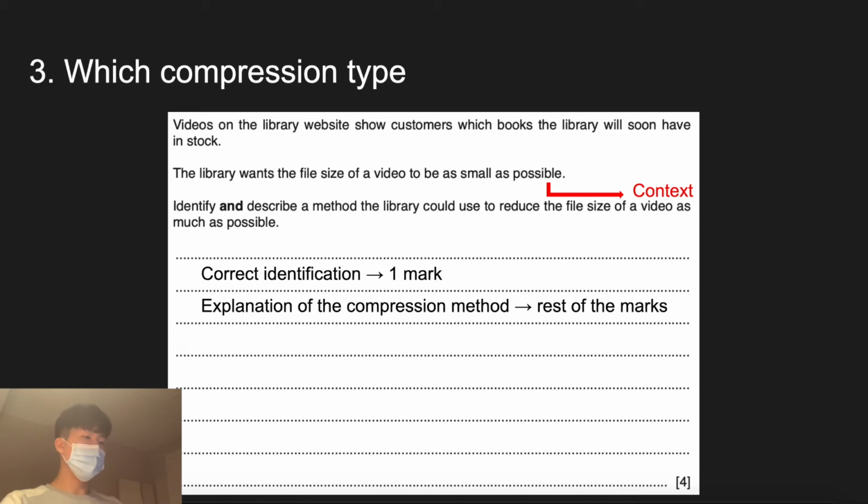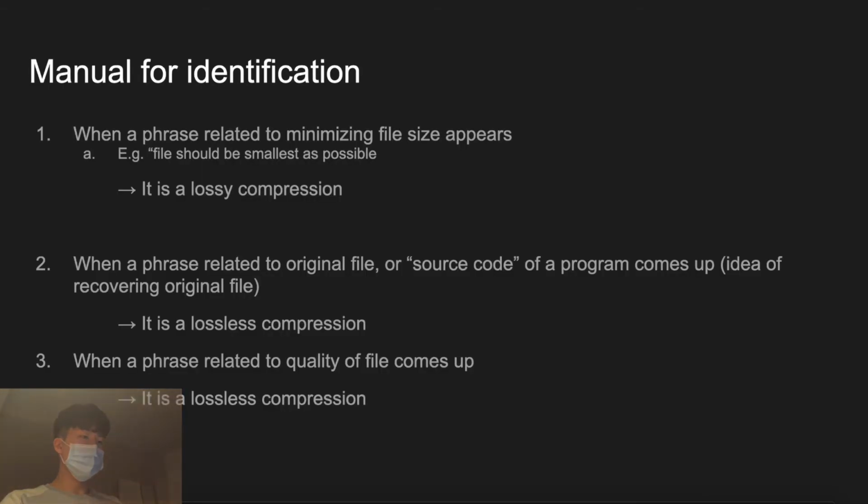So there are manuals for the context. When a phrase like file should be as small as possible comes up, referring to the small size of the file, it is lossy compression because it is more compressed. When an important file is being sent, like the source code of a program, or there is an allusion to an original file that should be restored, it is lossless compression because the original file can be restored only in lossless compression. And finally, when a phrase related to quality of the file comes up, it is lossless compression because the resolution is reduced in lossy compression.